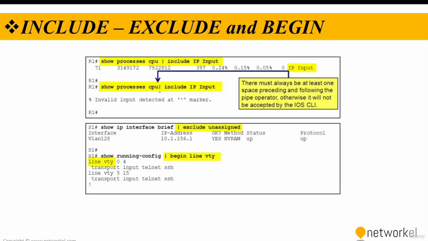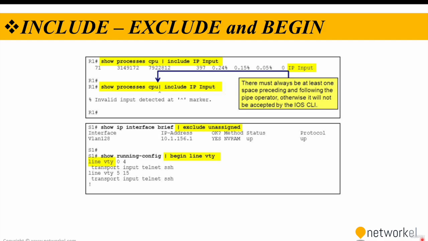The exclude keyword filters the output to omit lines that contain a specified string. This is useful for removing irrelevant information from the display. And the begin keyword starts displaying output from the first line that contains the specified string. This is useful for skipping over lines until a certain point in the output.